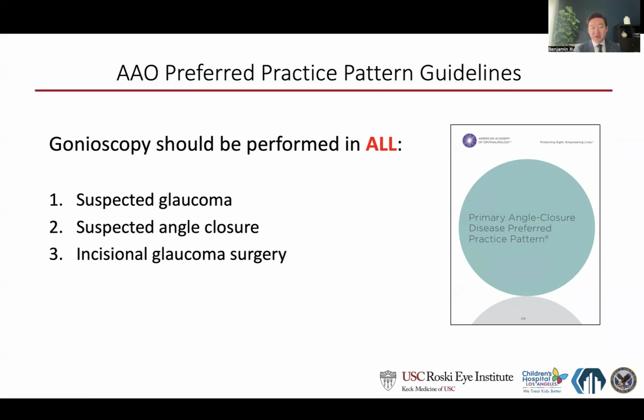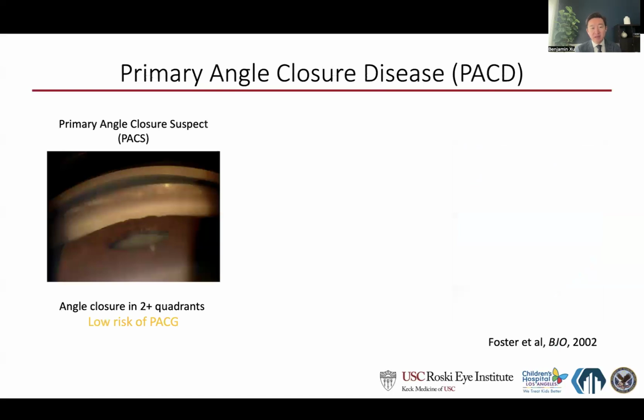These guidelines suggest that gonioscopy should be performed in all patients who are suspected of glaucoma, suspected of angle closure, or who will be receiving incisional glaucoma surgery. Gonioscopic angle closure also forms the basis of current definitions of primary angle closure disease.